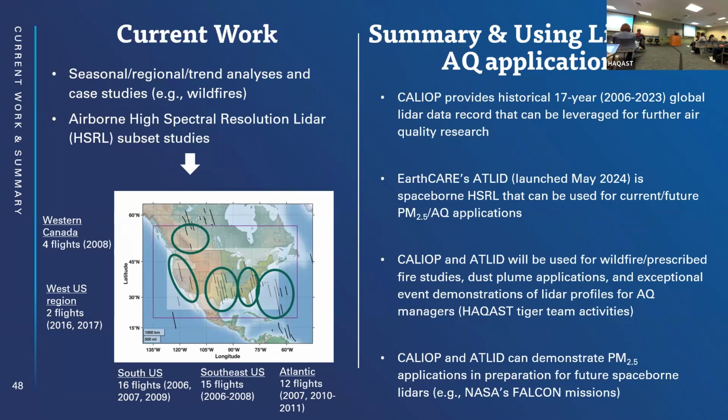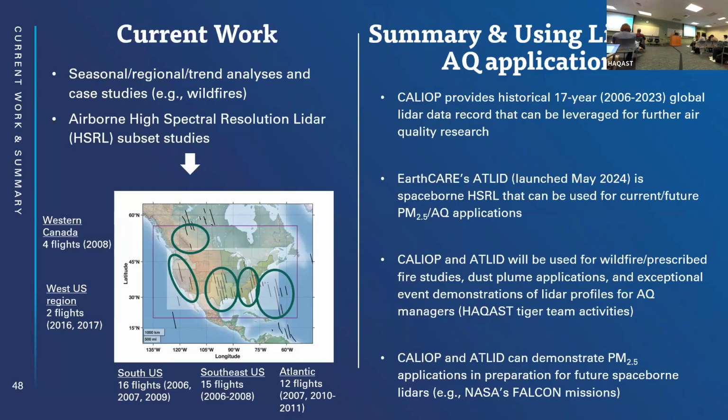So overall, when we're looking at LiDARs for air quality applications, we have this long-term Calypso record, a really long-term record that we could use to try to increase our understanding in air quality research and applications. For current observations, we have EarthCARE's ATLID, which is ESA's ATLID, a spaceborne HSRL. We could use those for more recent case studies. And then Calypso and ATLID will be used together for our upcoming HAQAST Tiger Team activities.